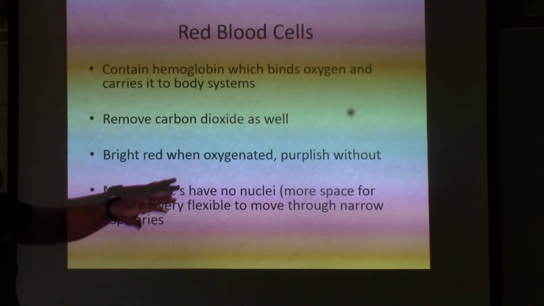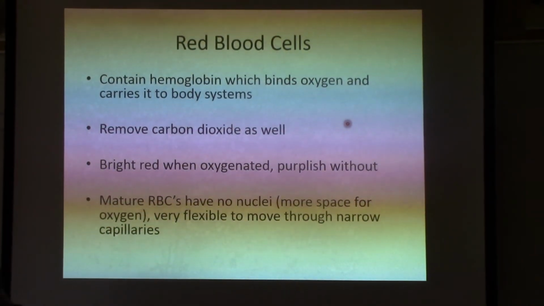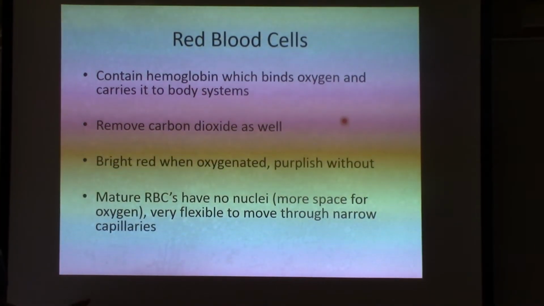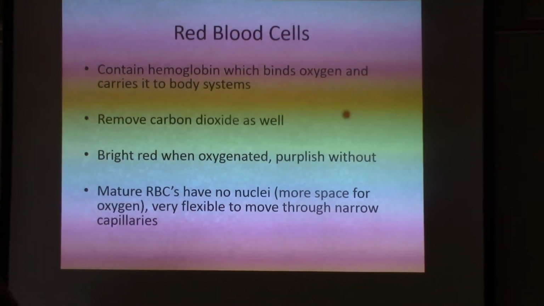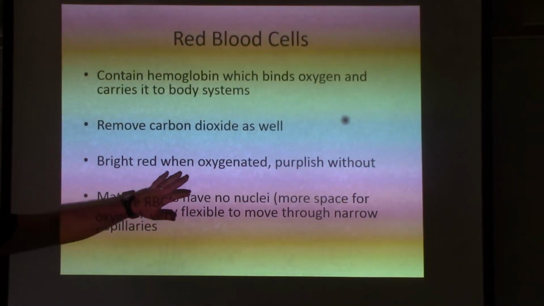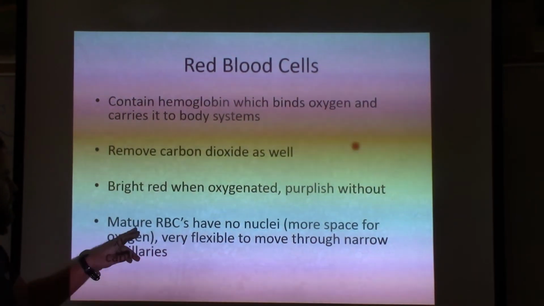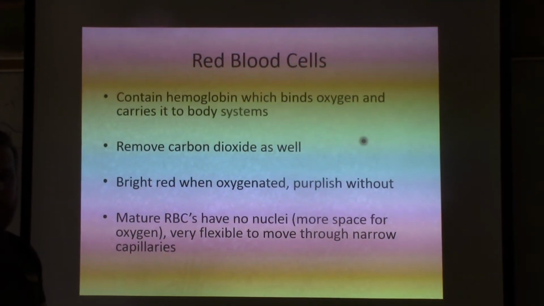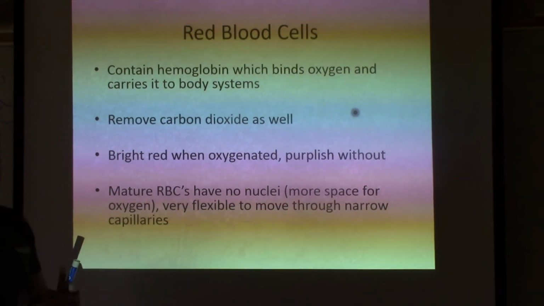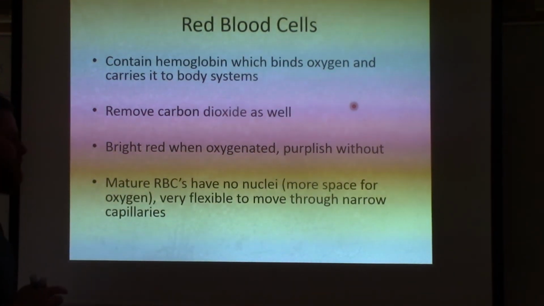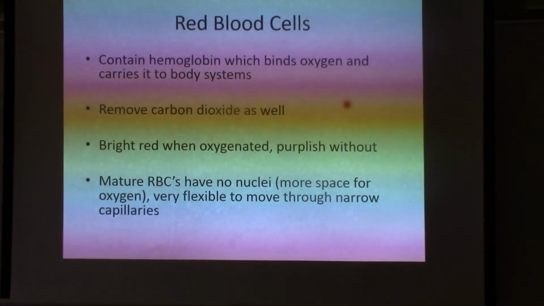So we remove carbon dioxide as well from red blood cells. All right, so red blood cells will transfer carbon dioxide out of your blood back to the lungs. They're red when oxygenated, and they're like a purpley blue when they're not. Mature red blood cells have no nucleuses, and that allows them to bend and curve a lot more efficiently through really narrow capillaries. All right, so they lose their nucleuses.